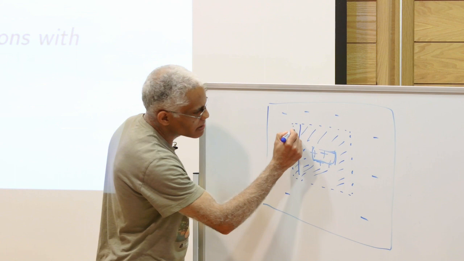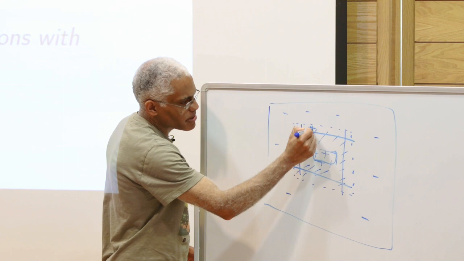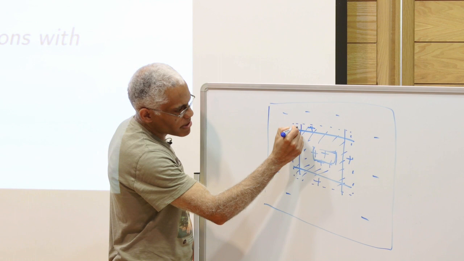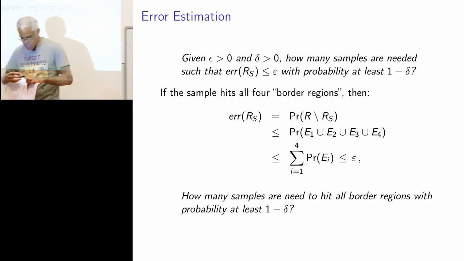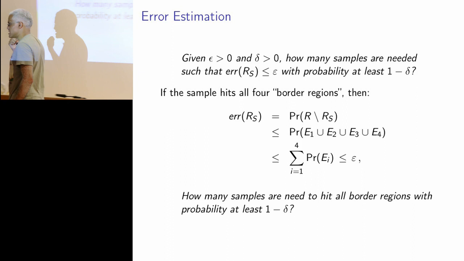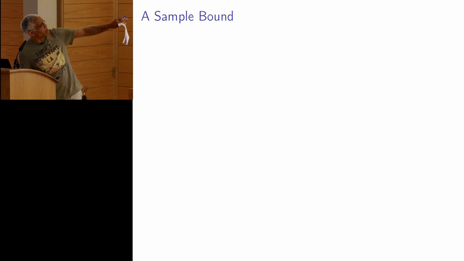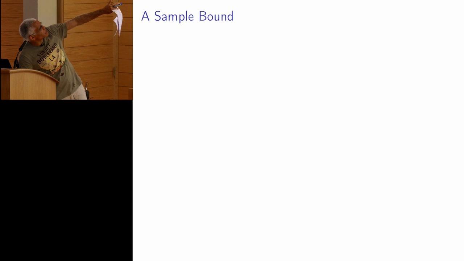So the idea is that if I see a positive point here, a positive point here, a positive point here, a positive point here, then my hypothesis rectangle will be big enough so that the gap between it and the true target concept is less than epsilon. So the bad event that I want to avoid is that none of my sample points hits one of the border regions, that one of the border regions is missed by my sample points.